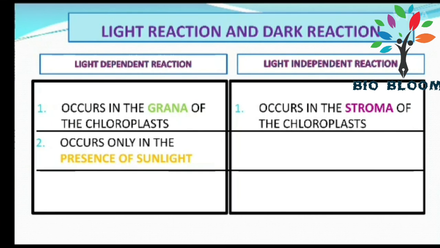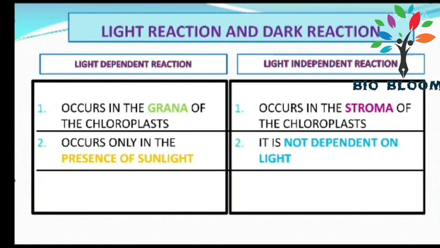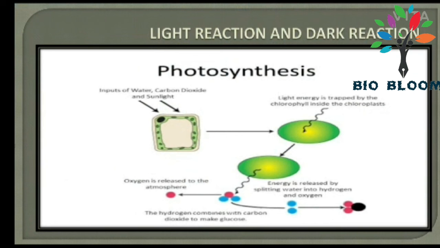Light reaction occurs only in the presence of sunlight, whereas dark reaction is not dependent on light. The end products of light dependent reactions are oxygen, ATP and NADPH, whereas the end product of light independent reaction is glucose. Now light reaction and dark reaction are given in a diagrammatic representation.